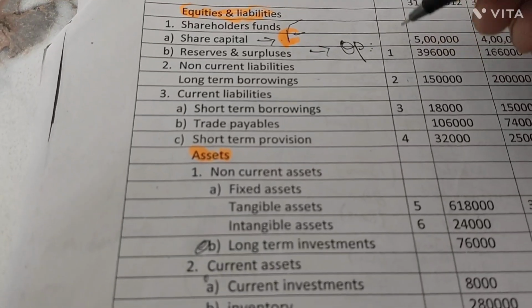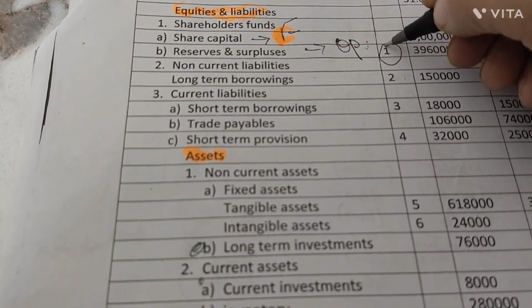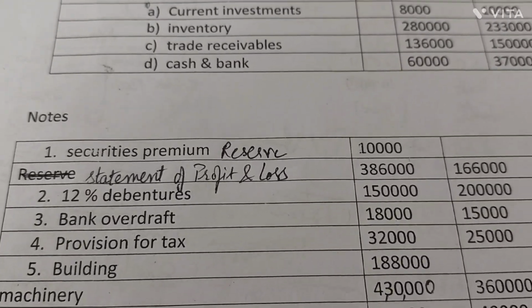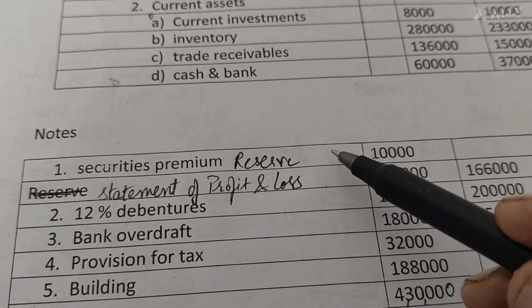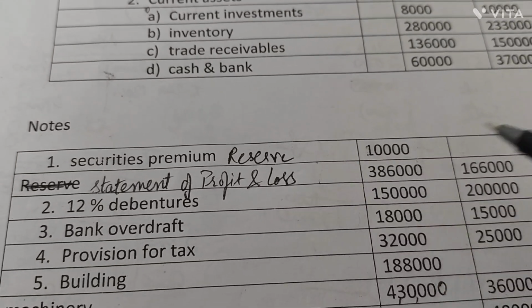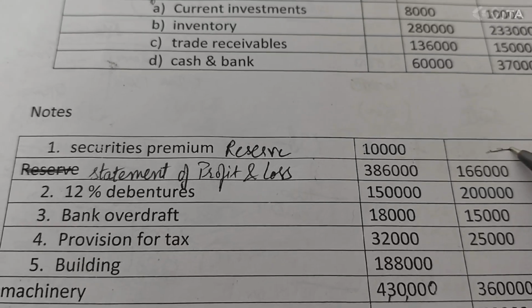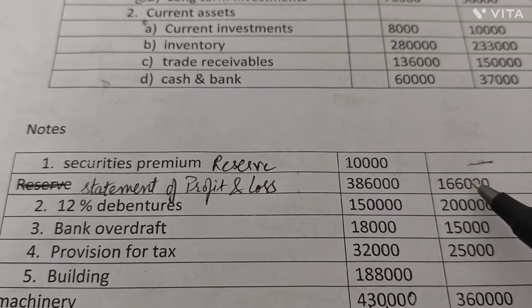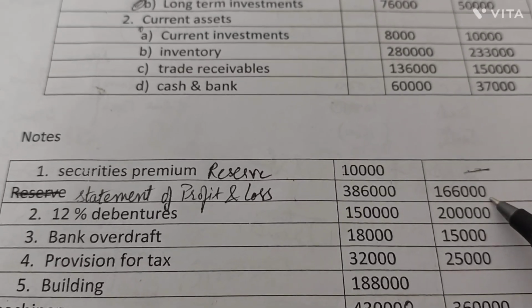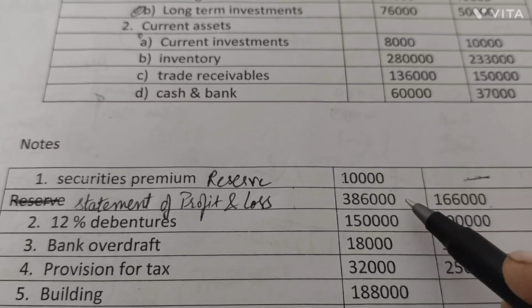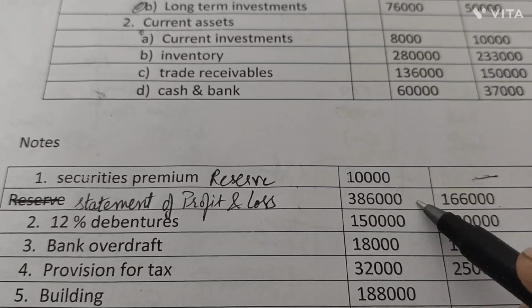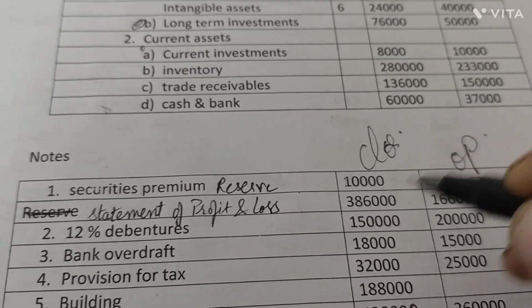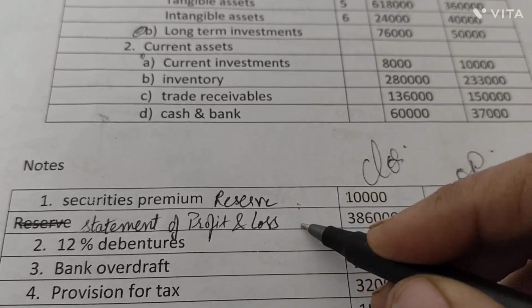Reserves and surplus. Here I am provided with the note number 1. Under the notes to the accounts, it's given to us that for our reserves, there are two things. One is security premium reserve, which was nil at first, and then it is rupees 10,000. Another is the statement of P&L, in which at the beginning of the year we have a profit of 1,66,000 and the closing balance is 3,86,000. These are your closing balances and these are your opening balances of reserves and surplus.